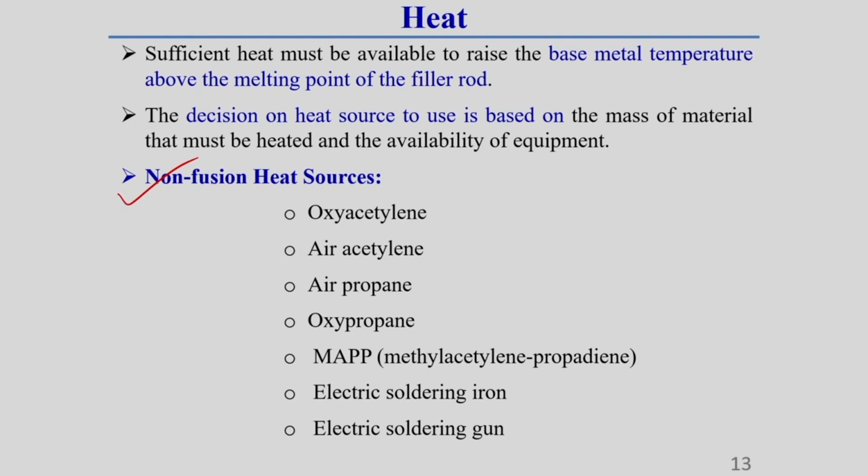generally some different types of gas reaction type of heating process, like it can be oxyacetylene type of heat source, it can be air acetylene type of heat source, it can be air propane, oxypropane, or it can be MAPP type of heat source. MAPP full form is methyl acetylene propadiene. So, MAPP means methyl acetylene propadiene. Okay. It can be electric soldering iron, it can be electric soldering gun.